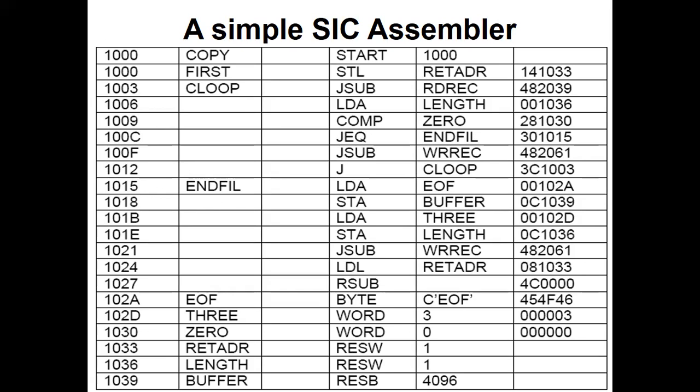Remember we have a format 1, which is only 1 byte. We have a format 2, which is 2 bytes. We have a format 3, which is 3 bytes. And then we have also format 4, which is 4 bytes. I hope you remember that stuff.